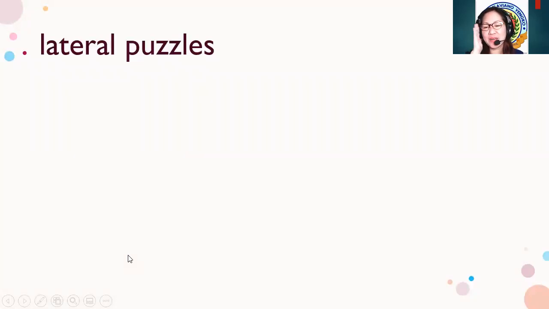For our activity, before we start our discussion, I have here lateral puzzles. When we say puzzles, these are a form of problem solving. I want you to help me in solving these puzzles. I have here 3 sets of puzzles. So let's have puzzle number 1.